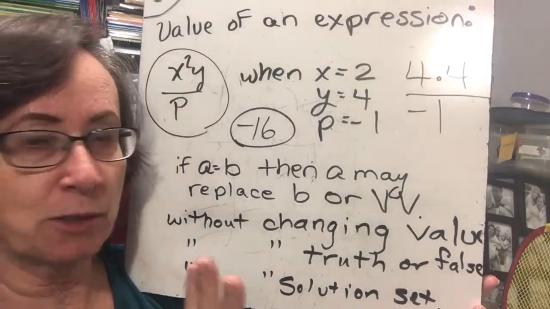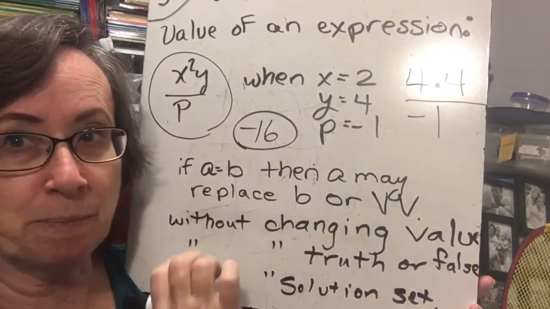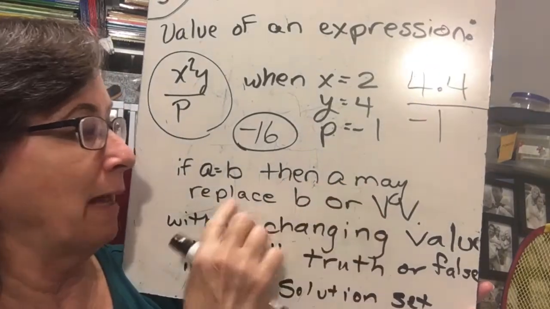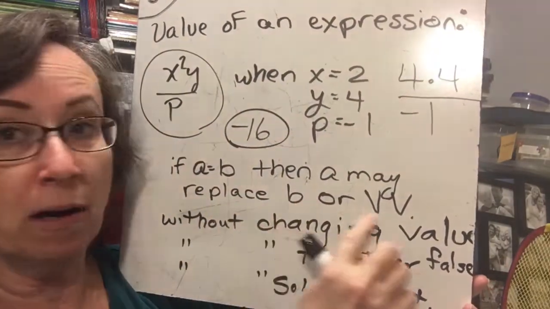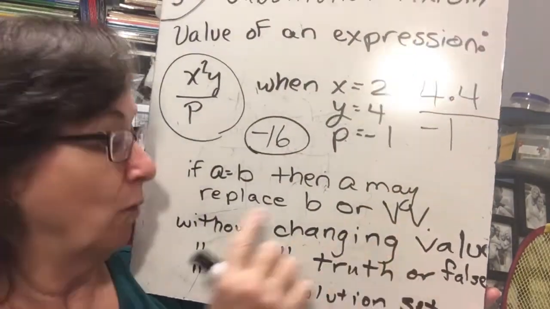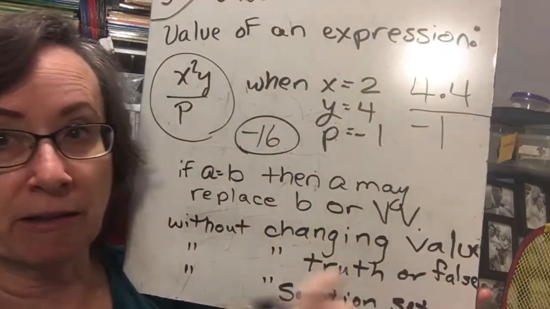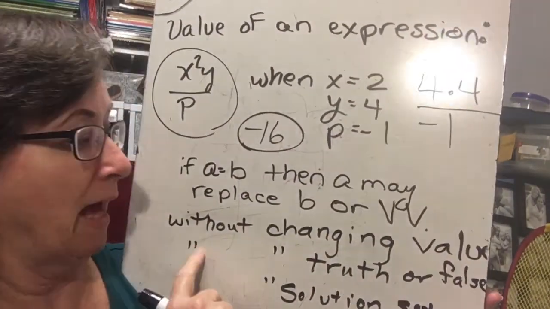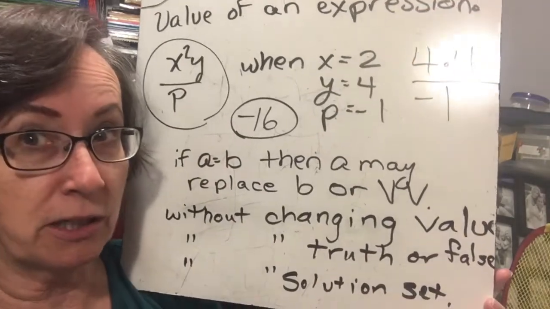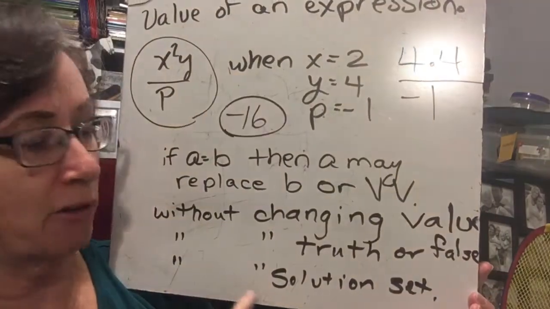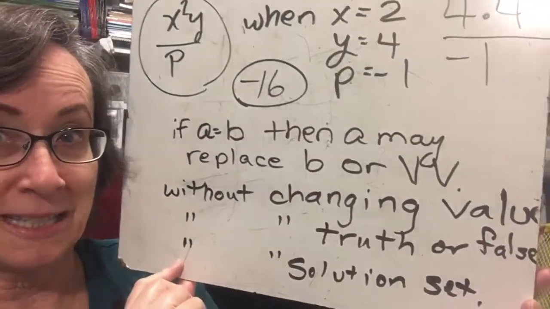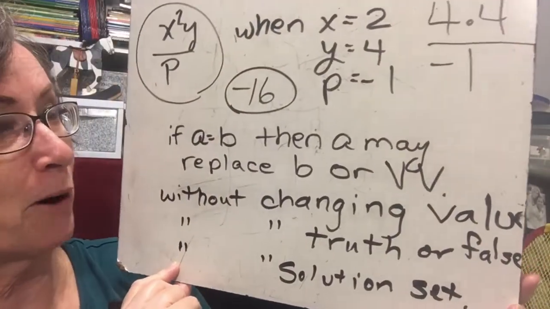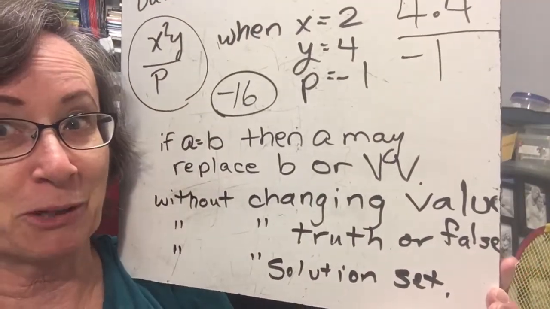Okay, so let's say it one more time. If A equals B, then A may replace B, or B may replace A, without changing the value of the expression, without changing the truth or the falsehood of the expression, and without changing the solution set. So that's what the first part of this section is all about, and now we're going to use it.